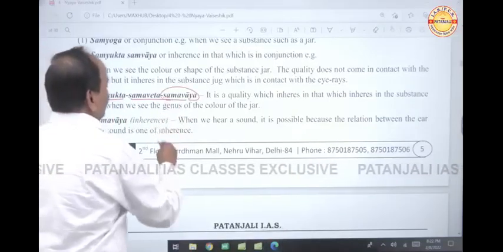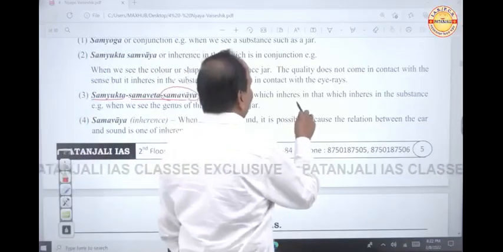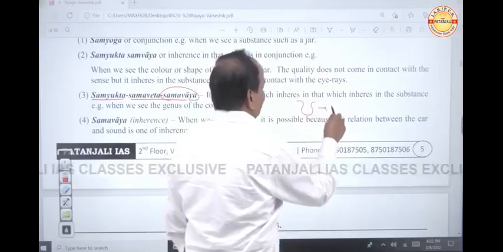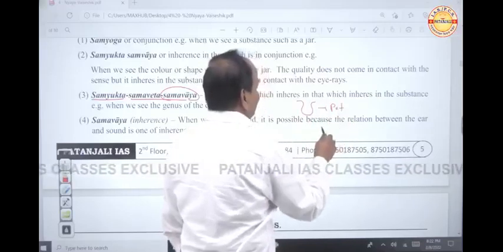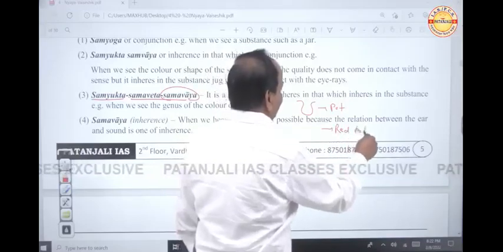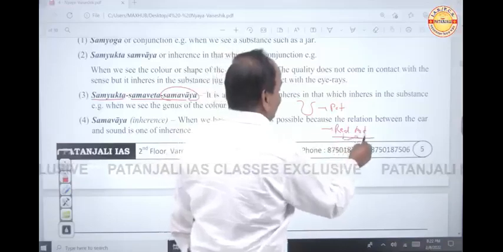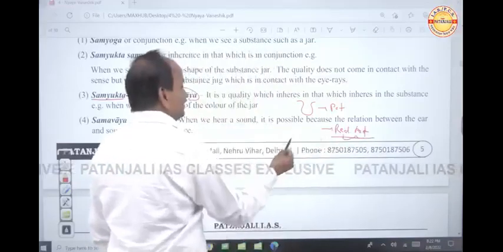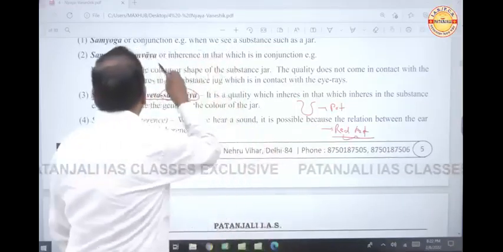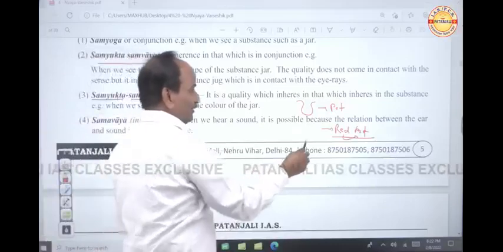Here also samvaya. Now, see, if you are getting knowledge of a pot, it is a pot. First one. Second one, you are getting knowledge of a red pot. This one is the knowledge of a red pot. And what kind of relation is there between red and pot? It's inseparable. You can't separate redness from the pot. So the first one is samvaya, sanyog. The second one is sanyukta samvaya. You are getting knowledge of.